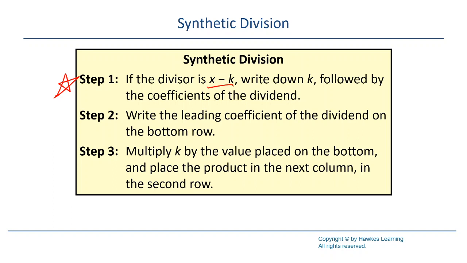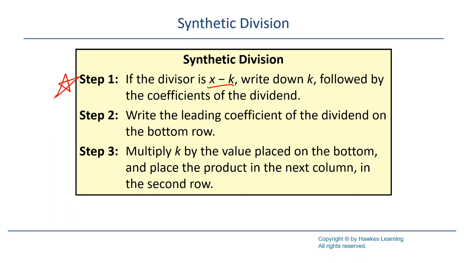So basically what we're going to do is you write down k, followed by the coefficients of the dividend. So we don't even write down x cubed, x squared. We just write down, is it 3x squared? Cool, write down a 3. Then it's plus 5x. All right, write down plus 5. Minus 3. Just write down minus 3.